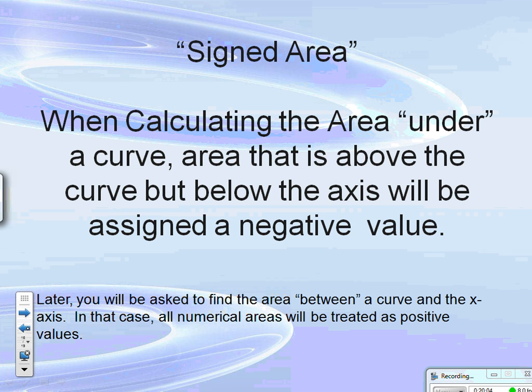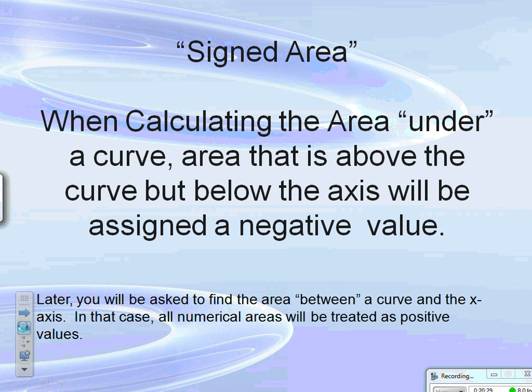Okay, so let's back up. When calculating the area under a curve, area that is above the curve but below the axis will be assigned a negative value. Later, you'll be asked to find the area between a curve and the x-axis. In that case, all numerical areas have to be treated as positive. So, I could change the question.